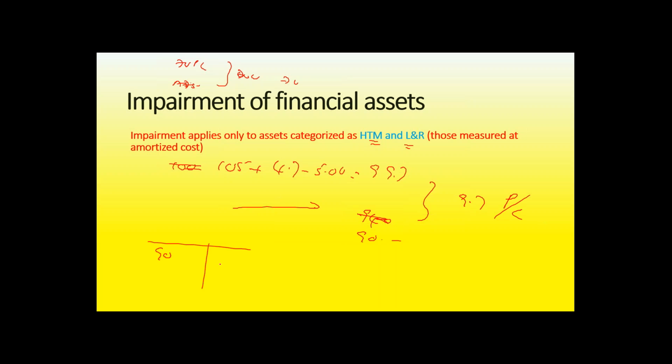That is what it's worth now. Only on the prudence concept, we don't increase the value. You might find that it is going up to 106, but you will not increase it to 106, but you will reduce it to 90.